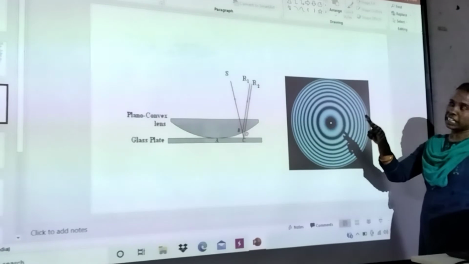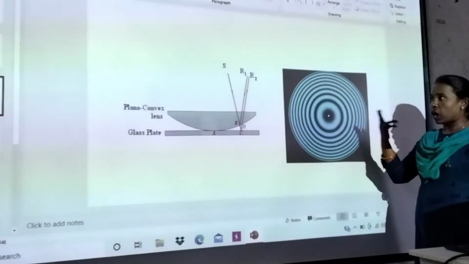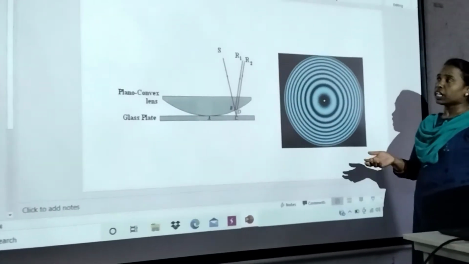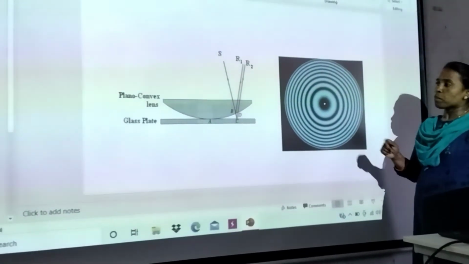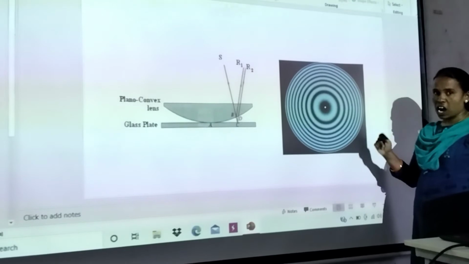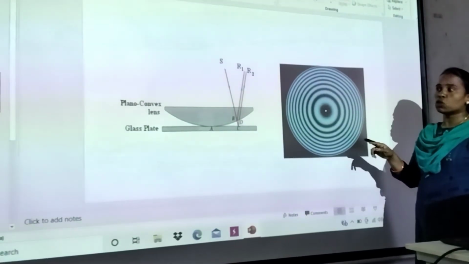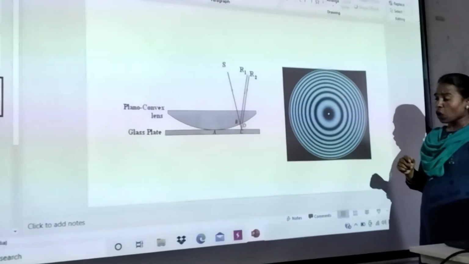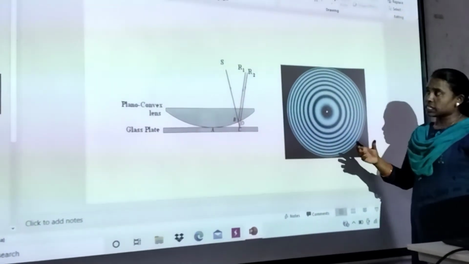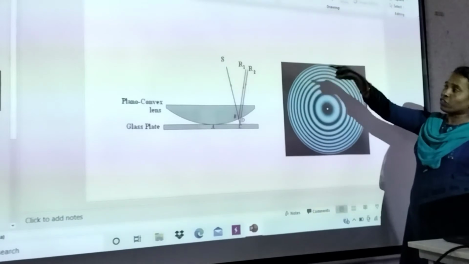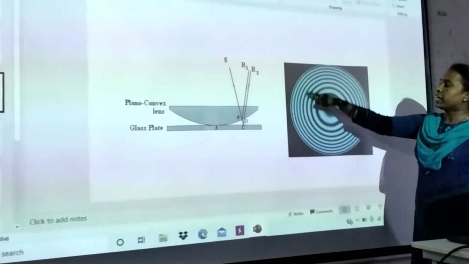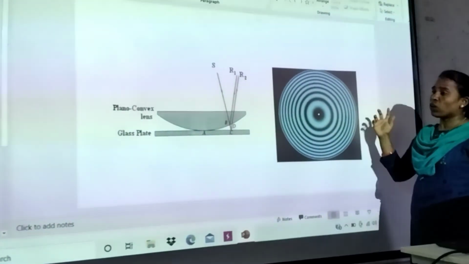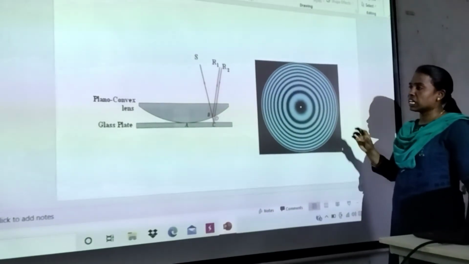Hence, they will maintain coherence. They are already monochromatic and now we have got the coherence condition. Therefore, depending on the path difference between R1 and R2, they will either constructively or destructively superimpose. This is how, after superimposing, you will get the interference pattern like this. Why we are getting Newton rings, that we will discuss at the last.